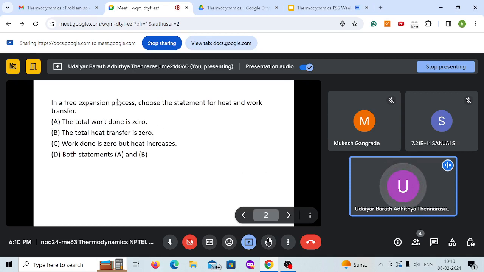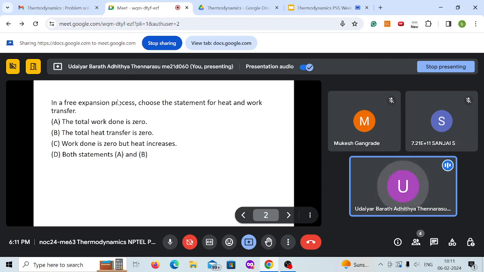Based on that, we will have a first question. It says, in a free expansion process, choose the correct statement for heat and work transfer. A, the total work done is 0. B, the total heat transfer is 0. C, work done is 0 but heat increases. D, both statements A and B. So what do you think?